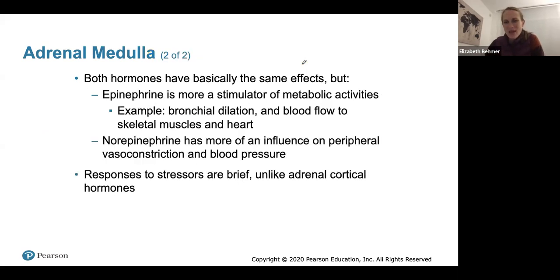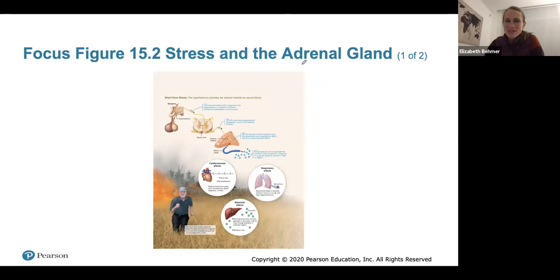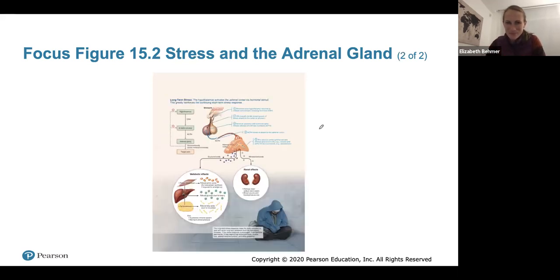Both hormones basically have the same effects. They're a little bit different. The responses to these stressors are brief, unlike the adrenal cortical hormones, which will last a little bit longer. So this is a look at stress in the adrenal gland, how your sympathetic nervous system tells the adrenal medulla of the adrenal gland to secrete these different hormones, which again get your body ready to run away from a wildfire if you're like that man in the picture.